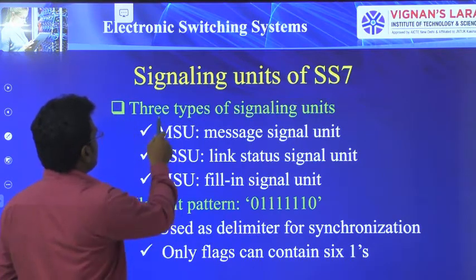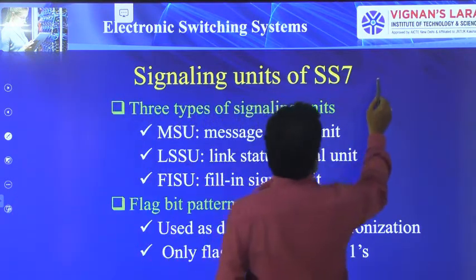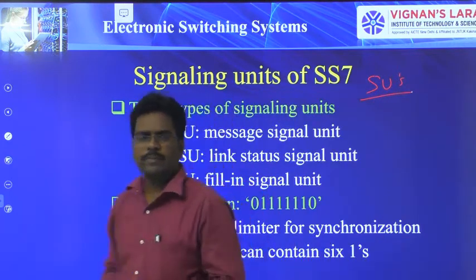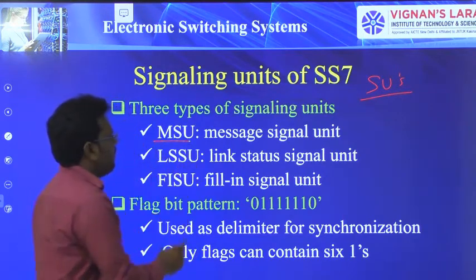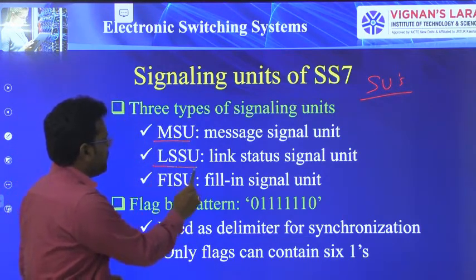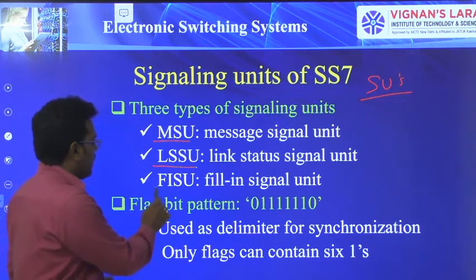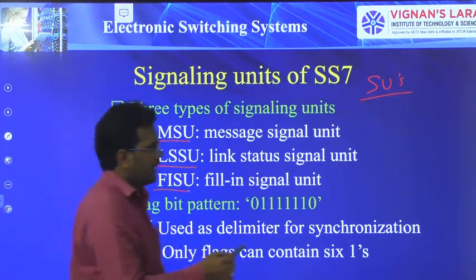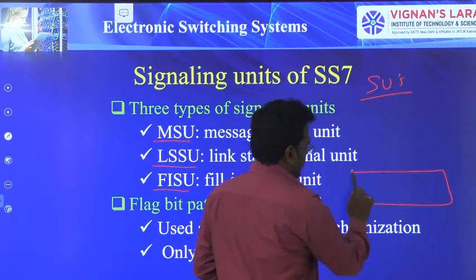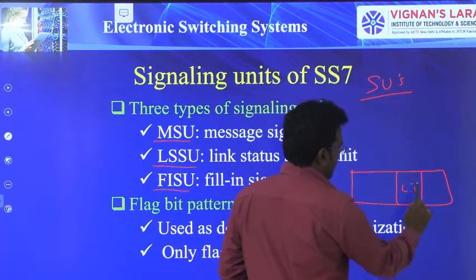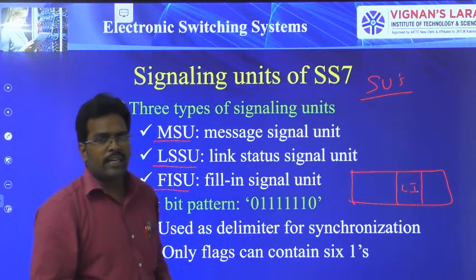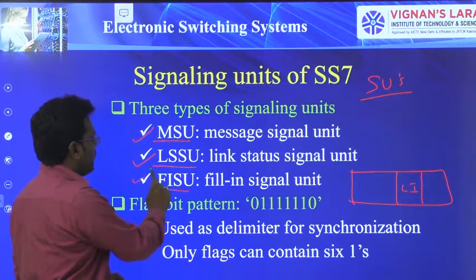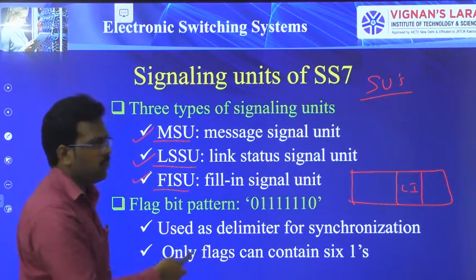Okay. So in these, there are 3 types of SUs, like the SUs in SS6. Here also we have signal units. The first one is called MSU, message signal unit, then LSSU, link status signal unit, and FISU, fill-in signal unit. Based upon the LI, length indicator, these frames use either MSU, LSSU or FISU. We will see the detail in the upcoming topic.